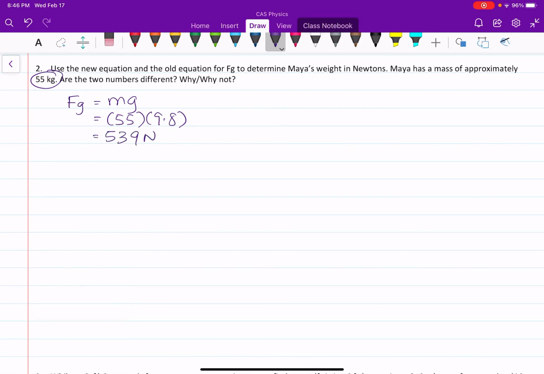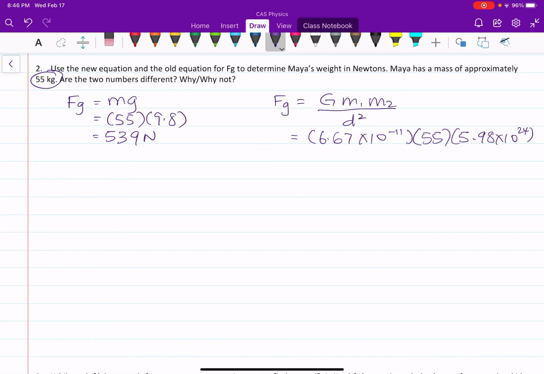Okay, and then doing it the new way, Fg equals G m1 m2 over d squared. So for G, we're going to use 6.67 times 10 to the negative 11. M1 is just 55, my mass. M2, the mass of the Earth, divided by the radius of the Earth squared, which is 6. Sometimes we use 6.4, 6.38 times 10 to the 6. And then we have to square this.